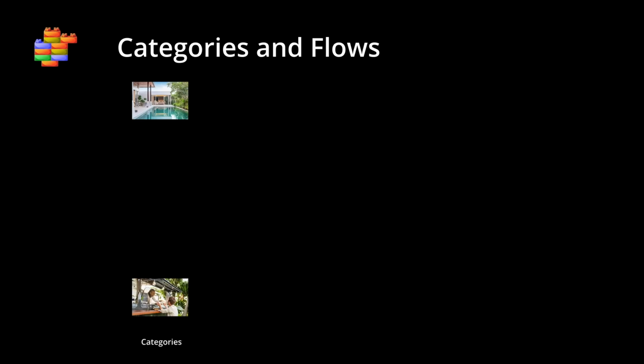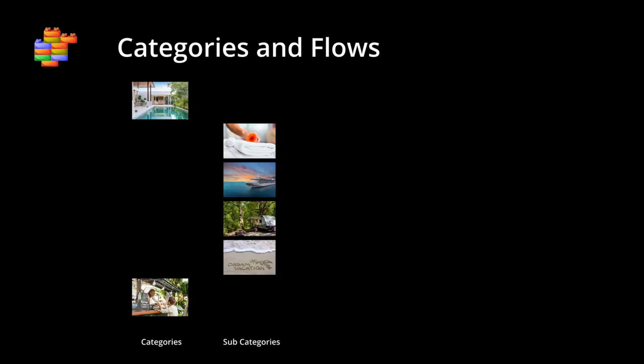Each search query starts with two essential components, the categories and subcategories. Categories are broad groupings like fast food, vehicles, or accommodation and vacations, and these can be further refined into subcategories such as pizza or cruises.